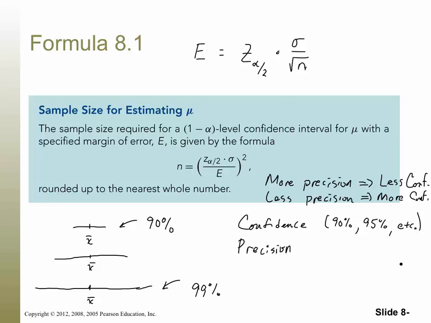The sampling size? Yeah, right. So what would we need to do to the sampling size so that we could be more precise and hold the same amount of confidence? Make the sample size bigger or smaller? Bigger. So this is what this is about.